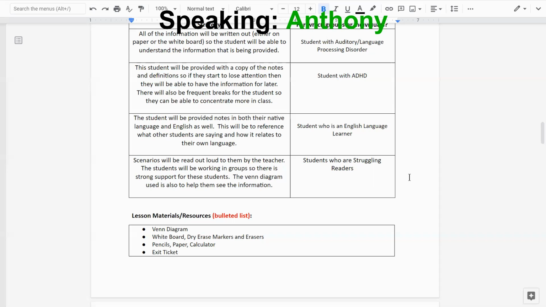And then we also have a few students who are struggling readers. I think there's 3. And the scenarios will be read out loud to them by the teacher, and they'll be working in groups, so there's strong support from the students. This is really important, especially for a lot of students, because being able to work in groups, having different types of backgrounds and different types of explanations, will be really beneficial, especially for struggling readers, and then they can get better, more concise thoughts as a group, which will help them more in the long run. And then there will also be a Venn diagram to help them see the information instead of just trying to read the information.